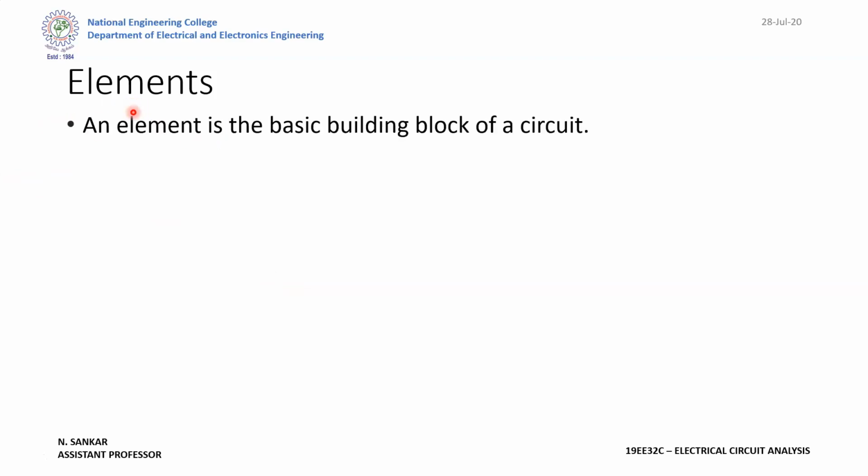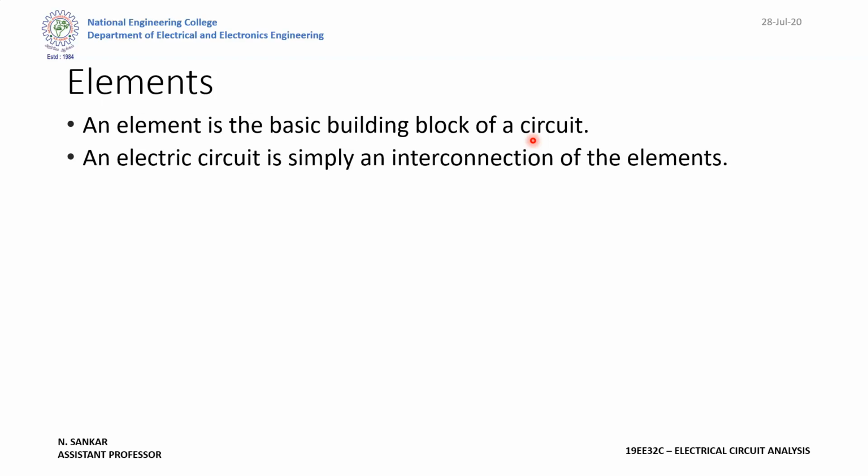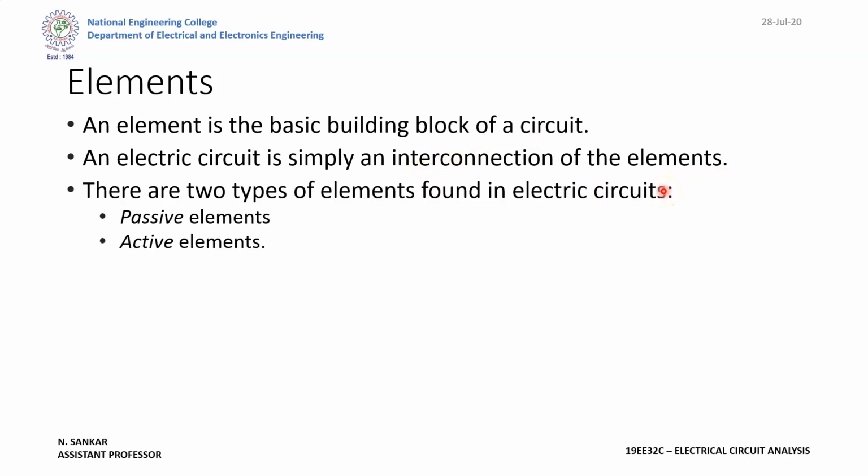Any network or any appliance, you can simply separate the parts in terms of elements. So in circuit theory we have 2 basic types of elements. Before that, the definition: an element is nothing but the basic building block of a circuit. Just take the example of your torchlight, or you can simply take any electrical appliance that you know. Any electric circuit is nothing but simply the interconnection of your elements. We have 2 types of elements: the first one is passive elements and the next one is active elements.